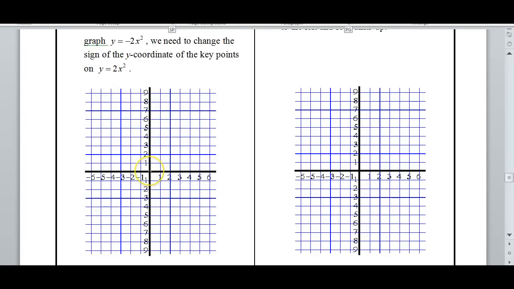Okay, the next step is to reflect in the x-axis. The point 0, 0 will stay where it is. The point that was at 1, 2 will become 1, negative 2. The point that was at 2, 8 becomes 2, negative 8. And the point at negative 1, 2 reflects, becomes negative 1, negative 2. So basically changing the sign of the y value. And negative 2, 8 becomes negative 2, negative 8. This is our reflected parabola.